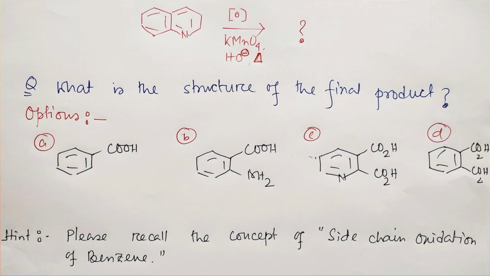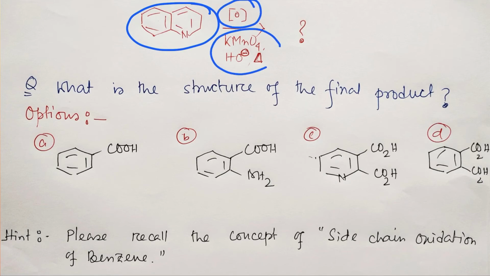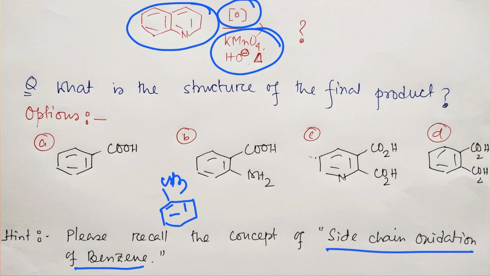Okay, so let's come to our question and answer. What is the product of this reaction? This is actually an oxidation with KMnO4. The hint I have given is side chain oxidation of benzene. We know what side chain oxidation of toluene produces: benzoic acid, under this condition. So a similar thing will occur.